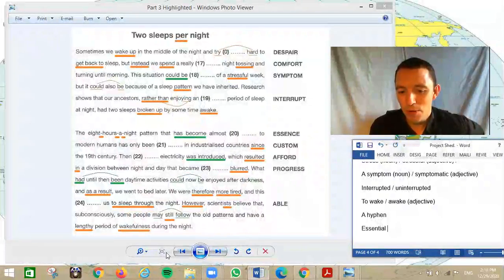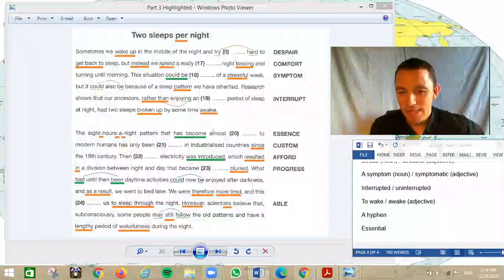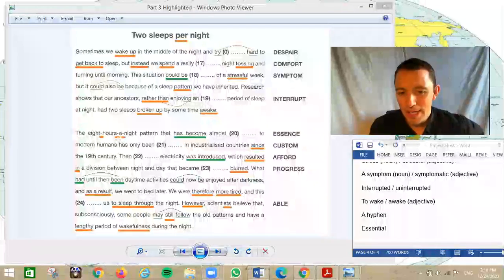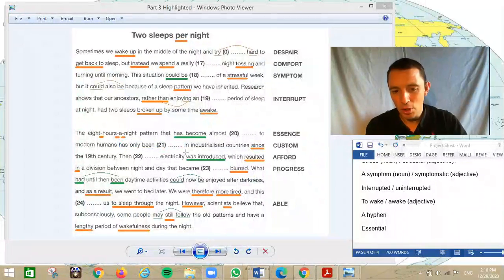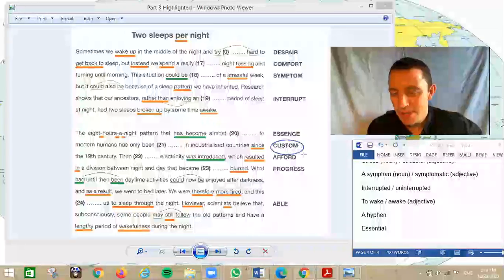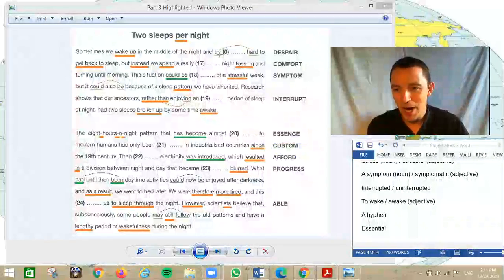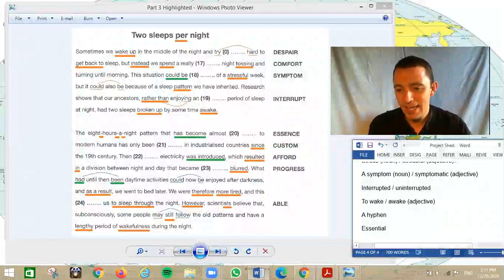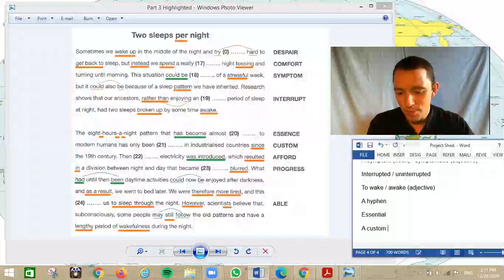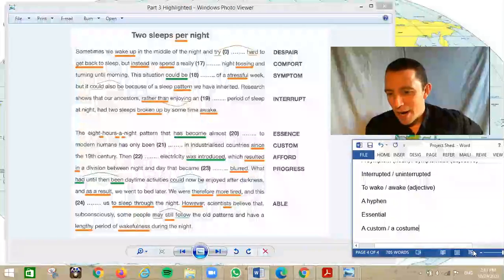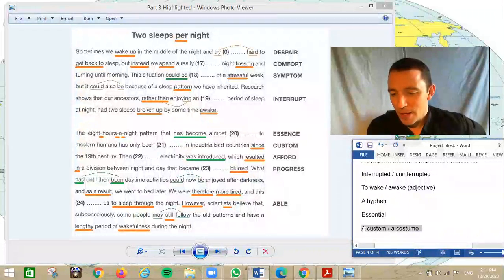Okay, so number 21, you can see here the full sentence: has become almost essential to modern humans, has only been custom. So custom is no problem to understand, because I think it's very similar in Spanish. But just to be careful, I'm going to write in the text here the difference between a custom and a costume. So be very careful with the difference between a custom and a costume.